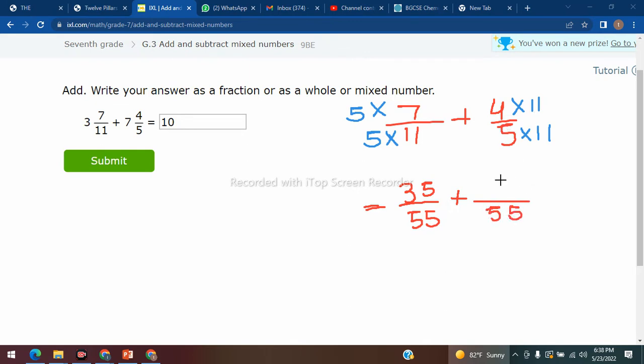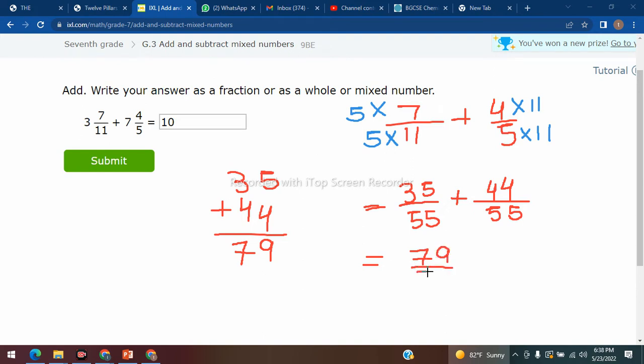And then 4 times 11 is definitely 44. Now we gotta do 35 plus 44. And when you add them, you get 79. 5 plus 4 is 9. 4 plus 3 is 7. It's gonna be equal to 79 over 55.